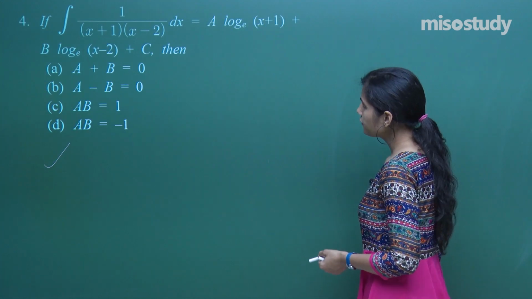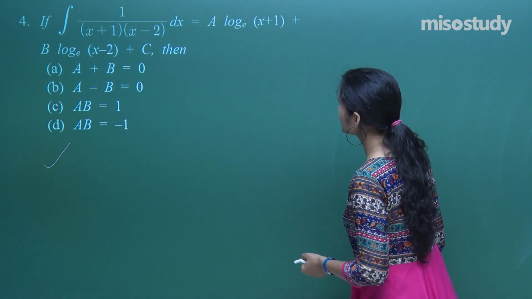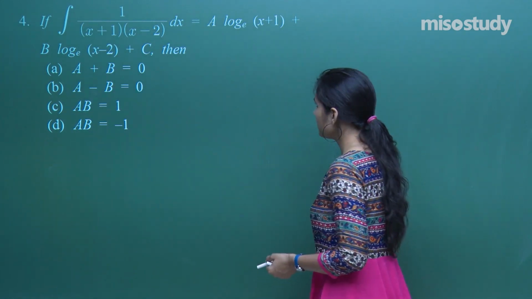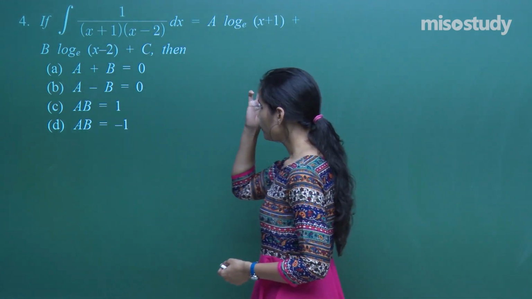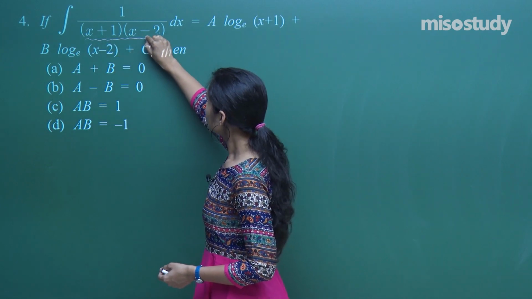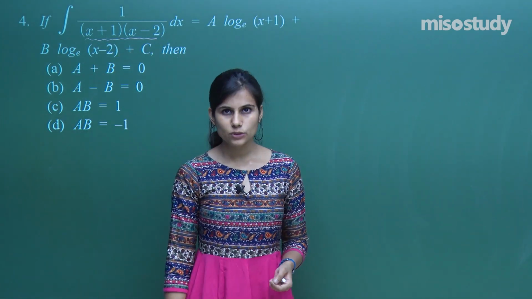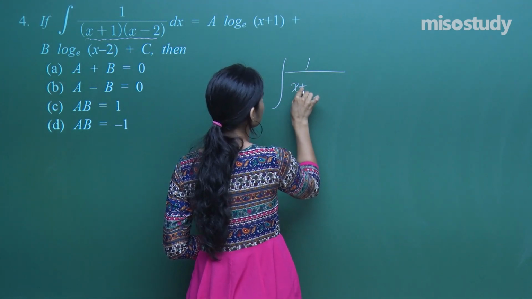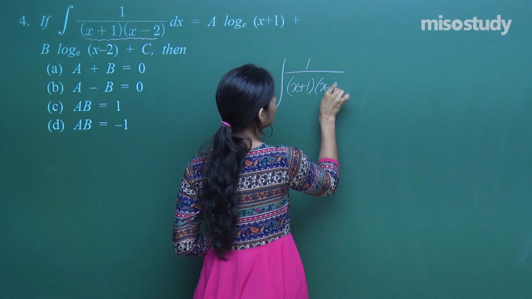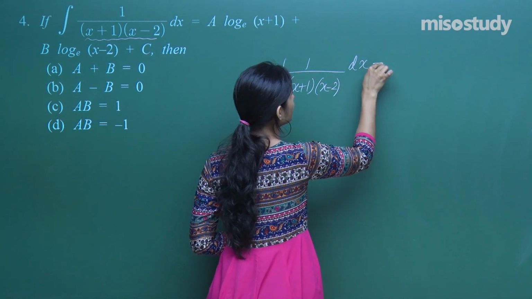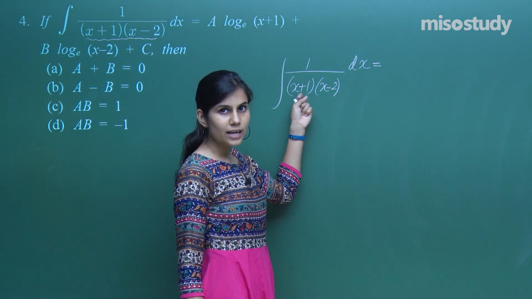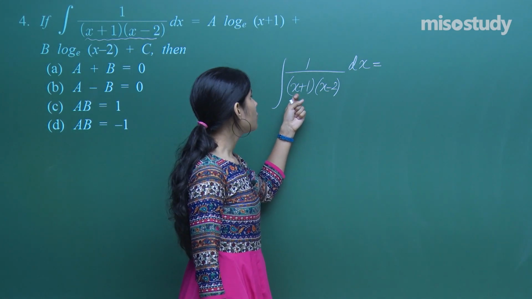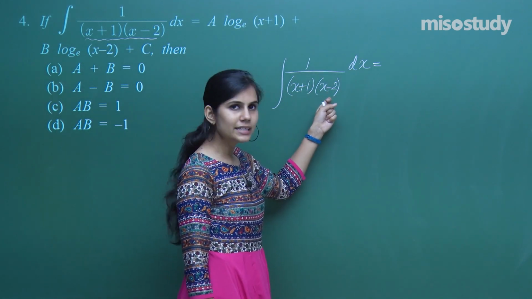Question is, if this is equal to a log(x plus 1) plus b log(x minus 2), then what is the relationship between a and b? Now you can see over here, integration by partial fractions is going to come into picture. It is very, very simple. Integral of 1 upon (x plus 1) into (x minus 2). This will be what? If you put x equals minus 1, I have taught you already in my lectures how to get the values. If you put x equals minus 1, you get 1 upon minus 3.